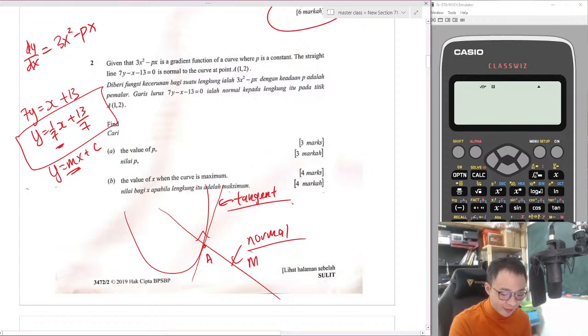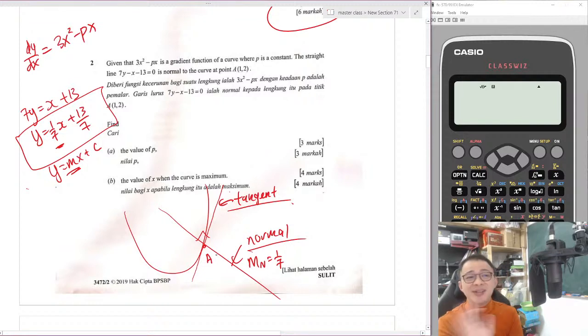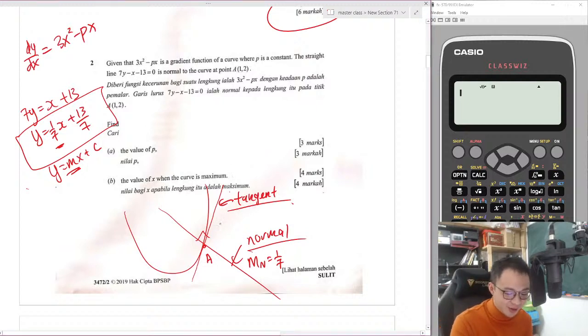But this gradient of 1 over 7 is for the normal. It doesn't represent dy dx and is not directly related to dy dx. In order to make it related to dy dx, you must find the gradient of tangent. Like what I said, gradient of tangent will be the same as the gradient of the curve at a specific point. In this case, it's point A. So at point A, the curve and the tangent will have the same gradient. To find the tangent is very easy, right? Because we know their relationship is 90 degrees.